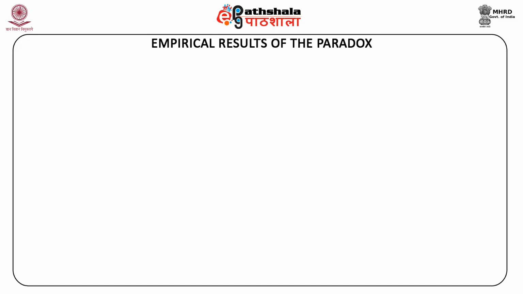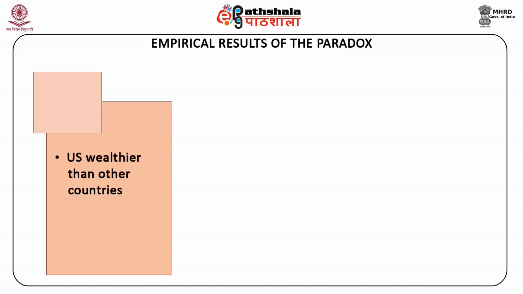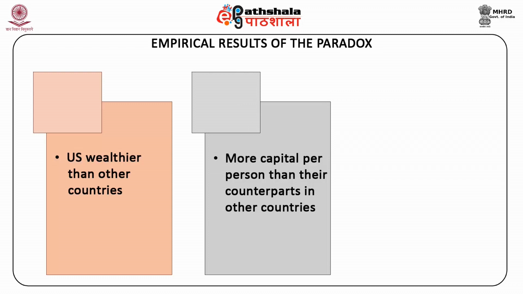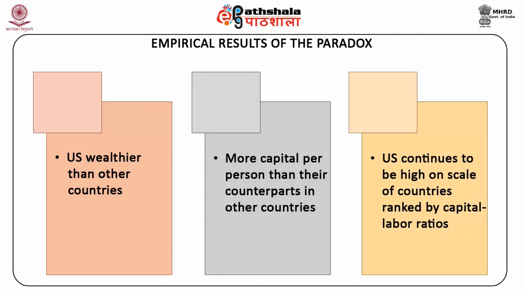The United States has been a special case among countries until recently. The US was, until a few years ago, much wealthier than other countries, and its workers visibly worked with more capital per person than their counterparts in other countries of the world. Even now, although some Western European countries and Japan have caught up, the US continues to be high on the scale of countries as ranked by capital-labor ratios.